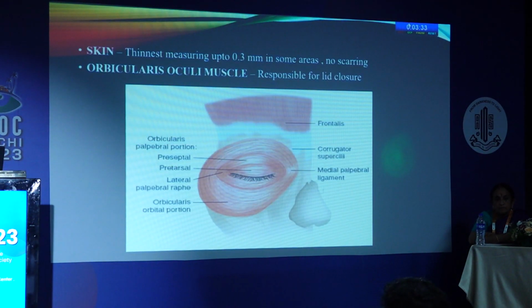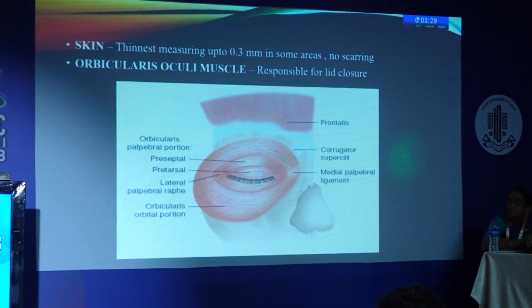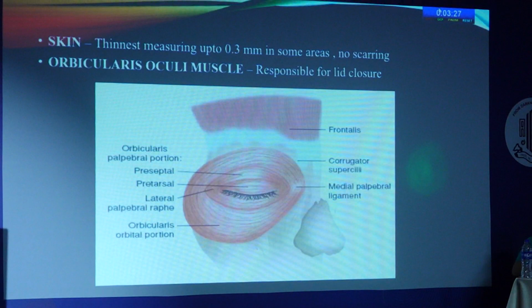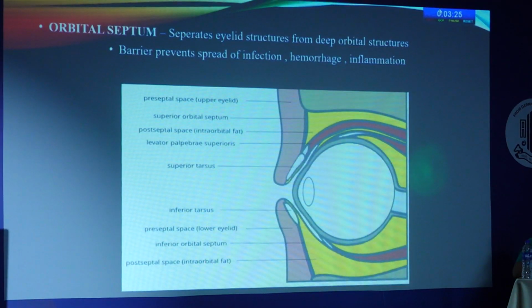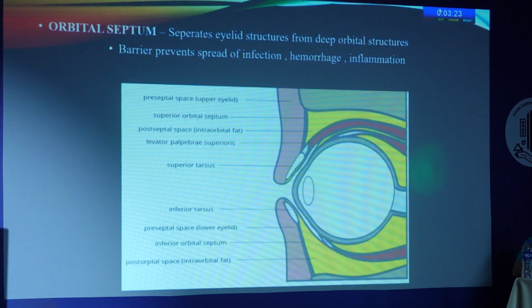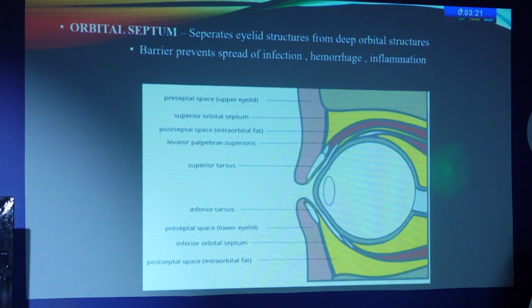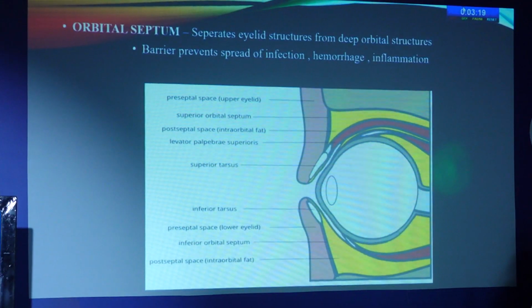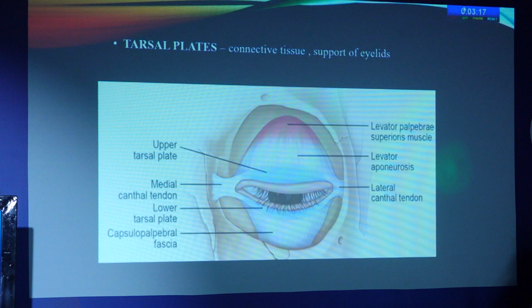Skin is thinnest, measuring up to 0.3 mm, and there is no scarring. Orbicularis oculi muscle is divided into preseptal, pretarsal, and orbital parts. Orbital septum separates the eyelid from deep structures, and it acts as a barrier to prevent infection, hemorrhage, and inflammation. Tarsal plates are connective tissue which supports the eyelid.